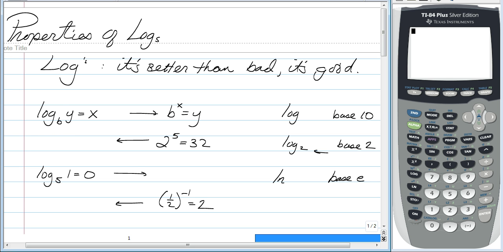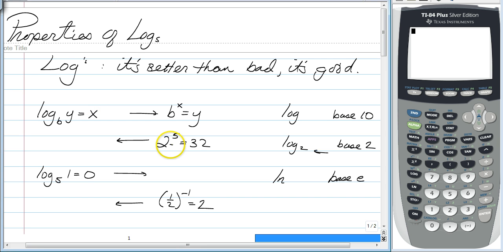So, we have log base b of y is equal to x. To write that in exponential form, it is b raised to the x power is equal to y. So you need to be able to work back and forth. You need to be able to rearrange these when necessary. Okay? So just make sure you understand what you're doing here.